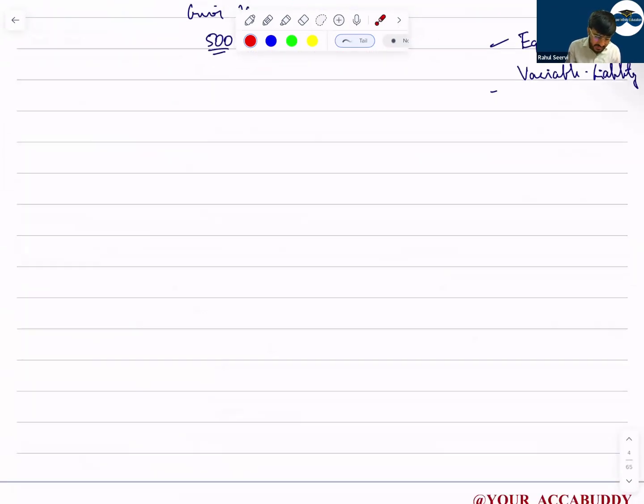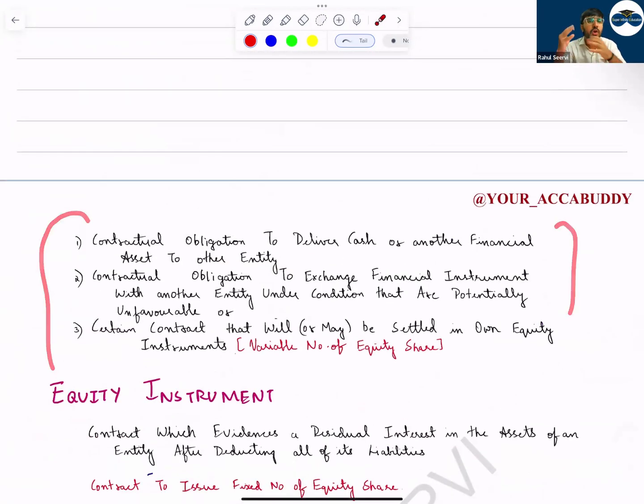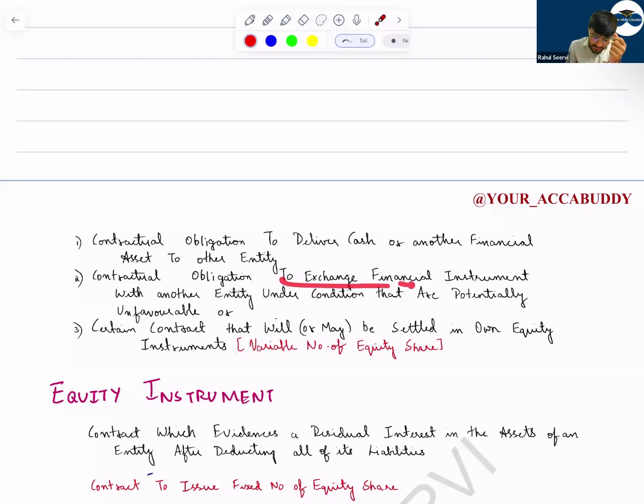Then we started the discussion regarding liability. Liability means contractual obligation to deliver cash or another financial asset to another entity. Then second one is what? Contractual obligation to exchange financial instrument with another entity under conditions that are potentially unfavorable. Like we have seen for asset, it is favorable, here it is unfavorable. If you're doing a betting and it's not in your favor, then it is a liability because you have to pay someone in the future.